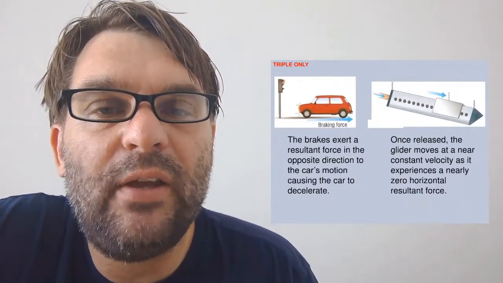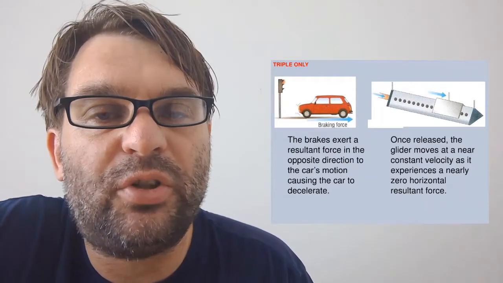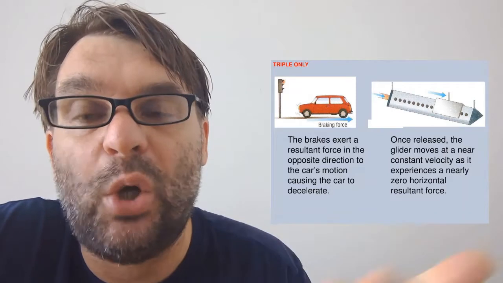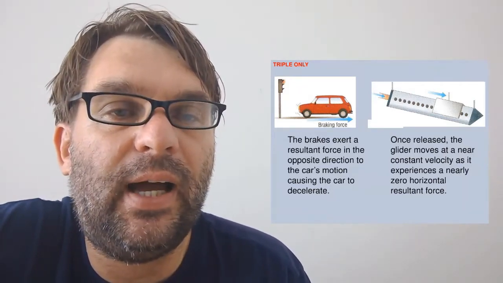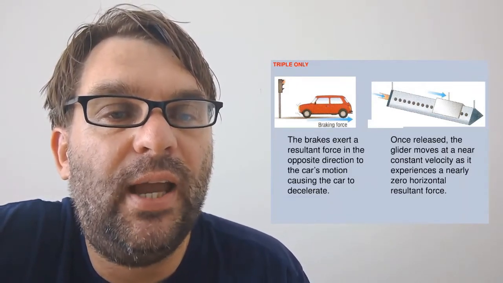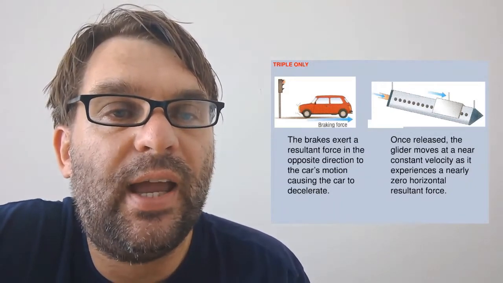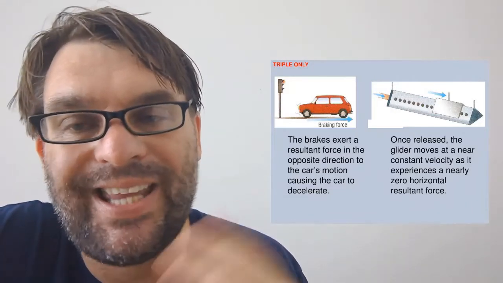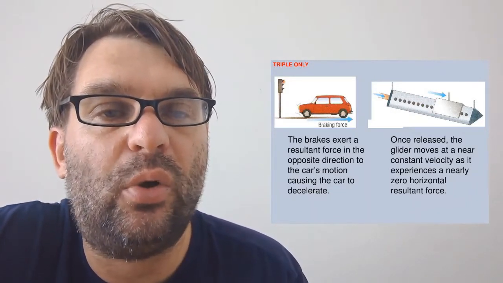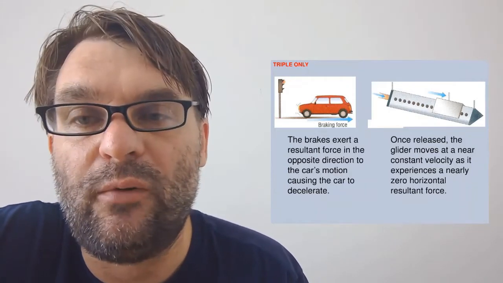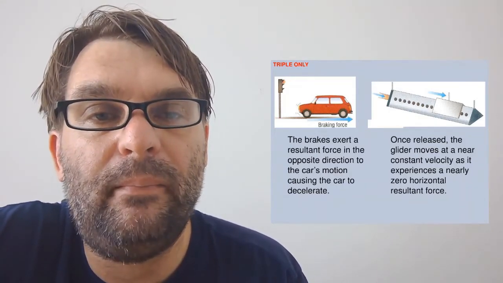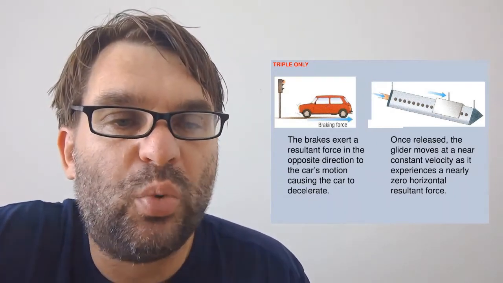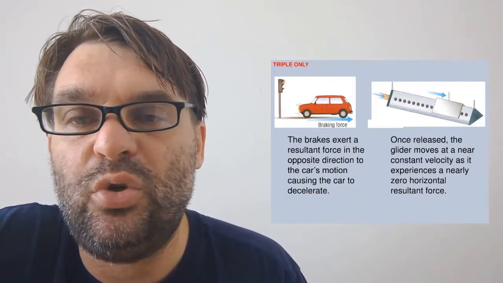And then we have this car. If the brakes exert a resultant force in the opposite direction, and if the brake force is greater than the forward force, then the car will slow down. And finally, this glider here is moving at constant velocity because the drag force and the push force are equal and opposite. So they cancel each other out. It's going to result in 0 horizontal resultant force. It's going to either stay still or move at a constant velocity, which will move us into the next topic, which is Newton's second law.